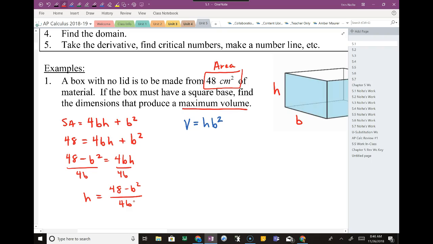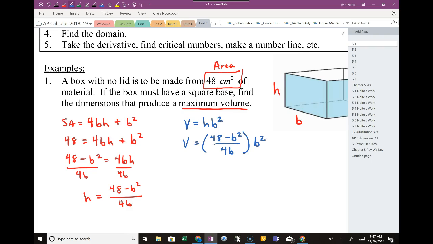Okay, so now what I'm going to do is take that piece and plug it into the volume equation so that I have an equation of volume that is only in terms of b's. So when I do that, my h is going to be replaced with 48 minus b squared over 4b times b squared. Everybody good with that part?